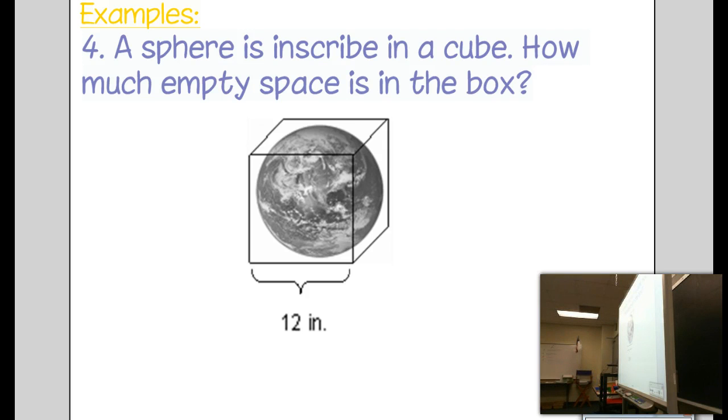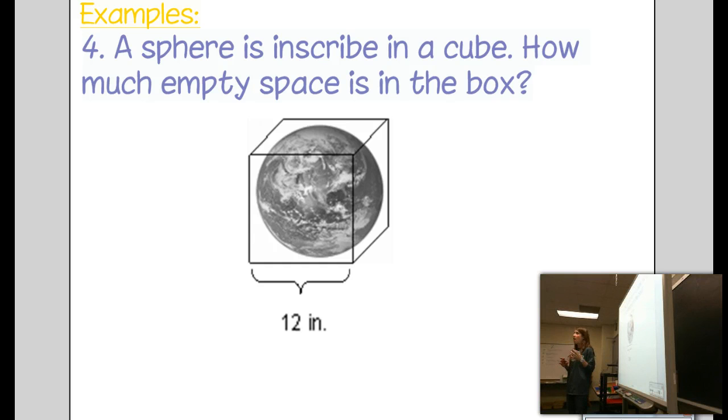I'm going to let you think about it. Well, how about you do some math? What are we doing to find the empty space? Volume. You're going to pack the extra space with packing peanuts. You're sending a globe to someone. So how much empty space is in there?